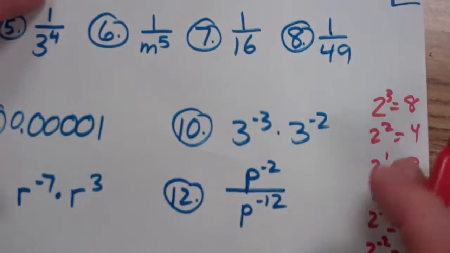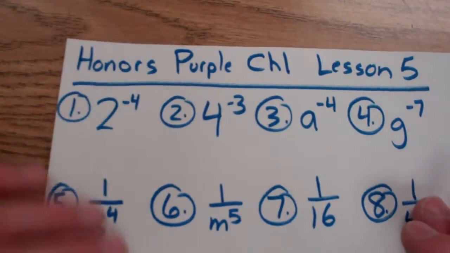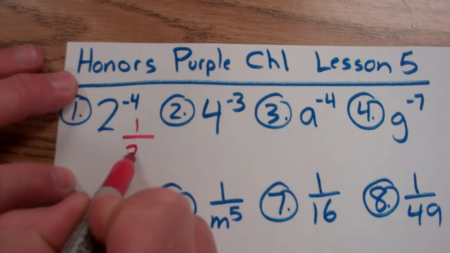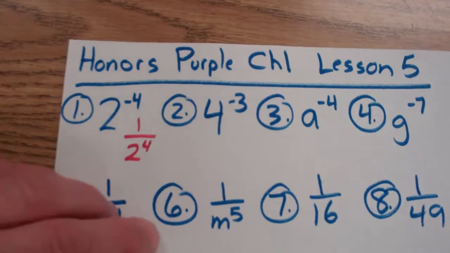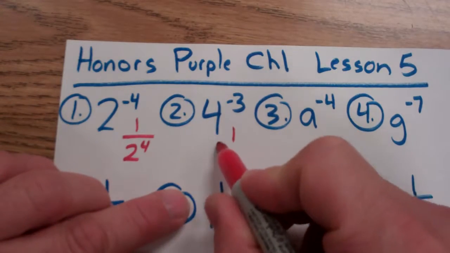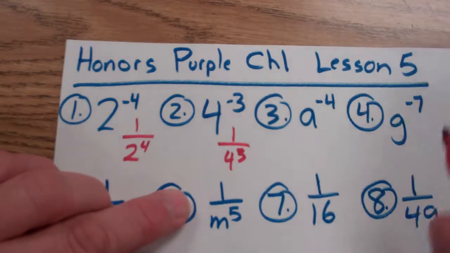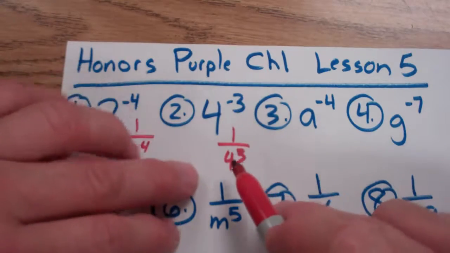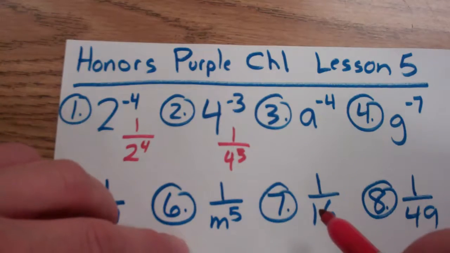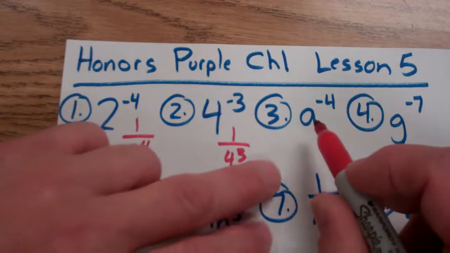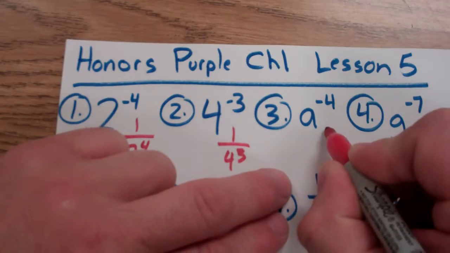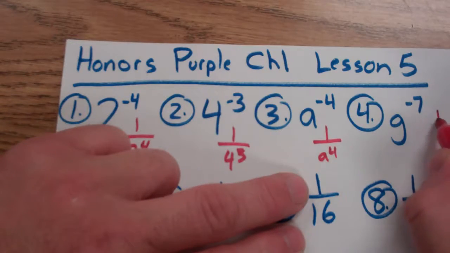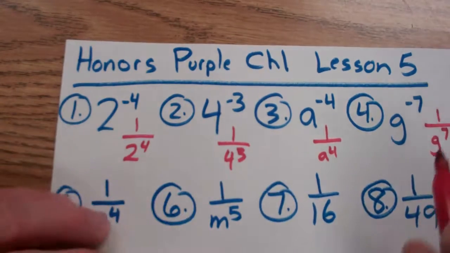So if you understand that pattern, when we look at this, I go 2 to the negative fourth, that's going to be 1 over 2 to the fourth power. 4 to the negative third is going to be 1 over 4 to the third power. In other words, a negative exponent flips it from the numerator to the denominator, or if there was a negative exponent on the bottom, it would flip it from the denominator to the numerator. So a to the negative fourth is 1 over a to the fourth. G to the negative seventh would be 1 over g to the seventh.